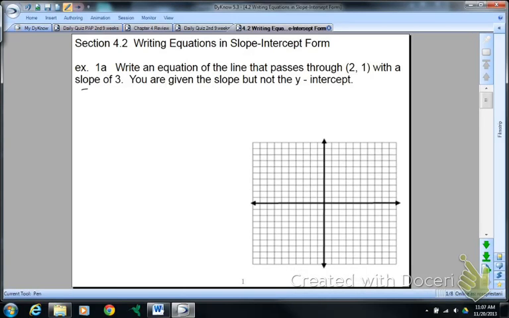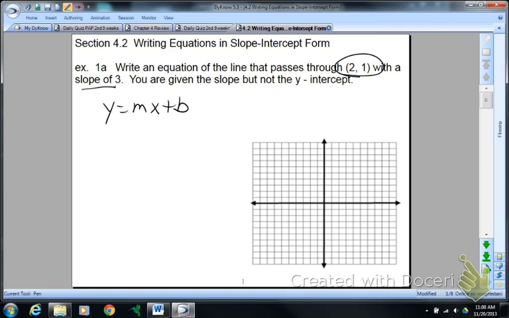You're given your slope, but this point right here, (2, 1), is not your y-intercept. That is not your b. So we have to find your b. Now what's the equation of the line again? y equals mx plus b, where y and x stay y and x. So we have to identify our m, our slope, and our b, which is our y-intercept. We don't know our b.